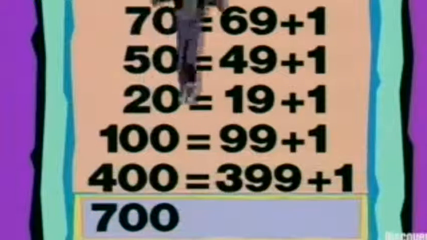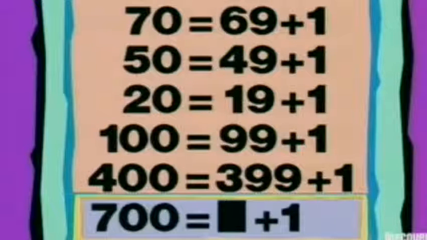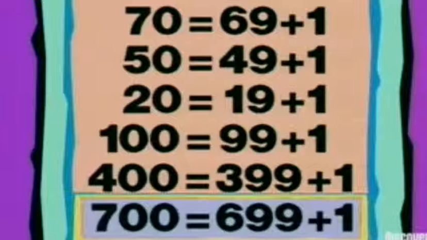The next number is 700. 700 equals some number plus 1. Think about it. What's the missing number? Yes, 699.